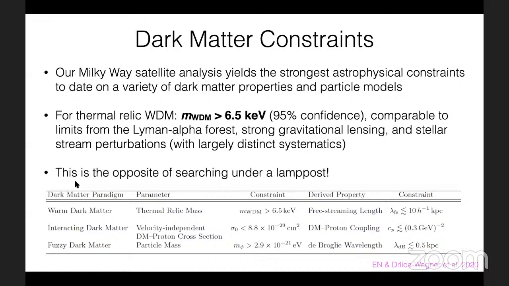And so I think this is quite compelling because we're simultaneously constraining these very general paradigms for dark matter. So this is the opposite of looking for dark matter under a lamppost, if you think about it in that way.